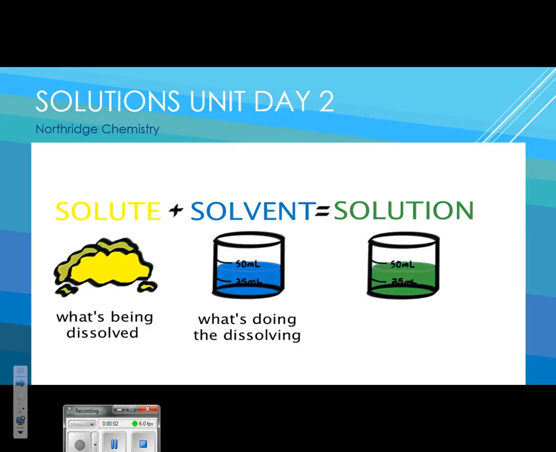So, solutions day 2. This is to remind you really quickly about solute, solvent, and solution. Remember, solute is what's being dissolved. Solvent is what's doing the dissolving. When you put the two together, you get a solution.